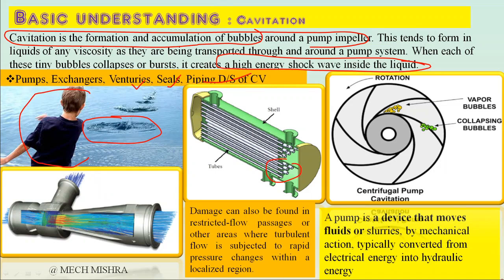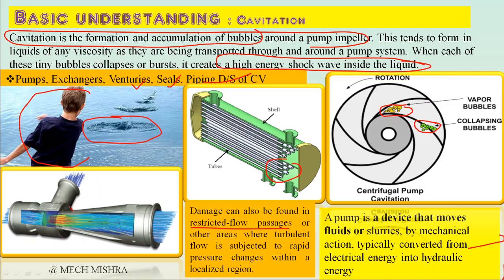A pump is a device that moves slurries or fluid by mechanical action, typically converting electrical energy to hydraulic energy. When the pump moves and vapor bubbles form, they accumulate on the metal surface, and when these bubbles collapse, they create pitting on the pump impeller and pump casings. This is the basic definition of cavitation.